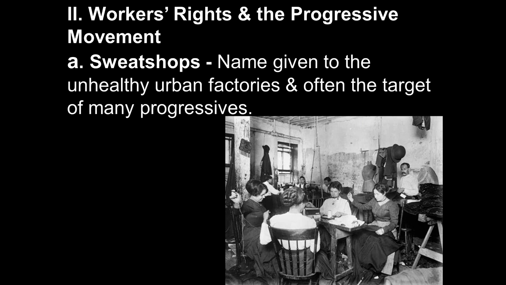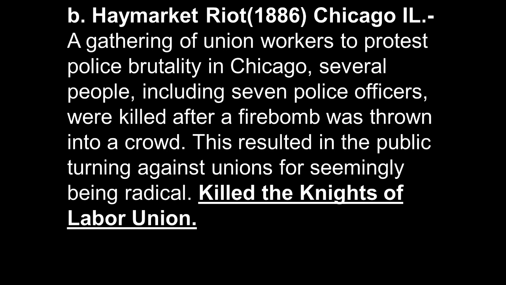All right, so workers' rights and the progressive movement. We've talked about some of the Gilded Age flaws. In this case, we're talking about sweatshops again. It was a name given to factories in urban cities that were often targets of progressive movements because the conditions were so squalid and terrible. All right, the Haymarket Riot. We've talked about this once already, but basically this puts an end to the Knights of Labor as a union. This is where there was a big riot in Chicago where some police officers were killed, and a firebomb was thrown, and it basically turned people's opinions against the unions. This is 1886, but we're talking about the later part of the 19th century and the early 20th century, so slowly that whole anti-union feel is starting to go away.